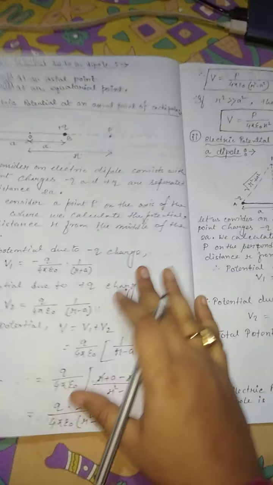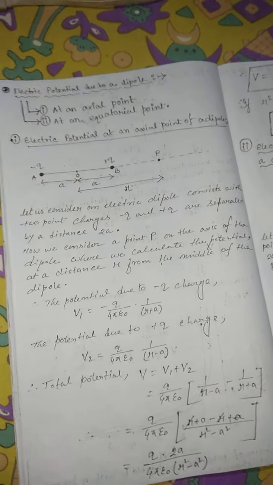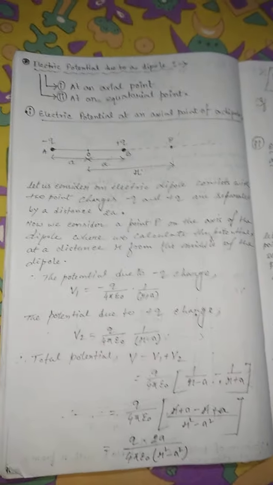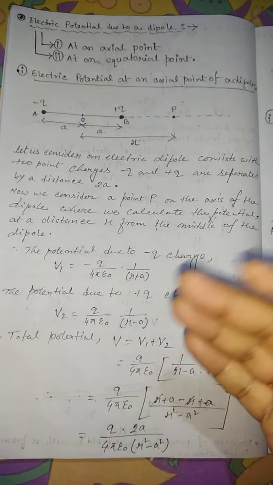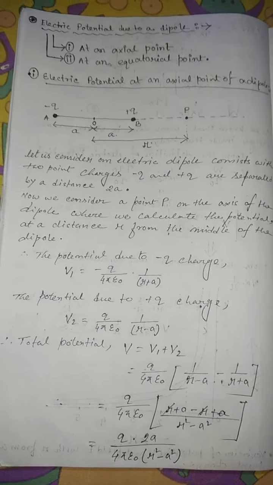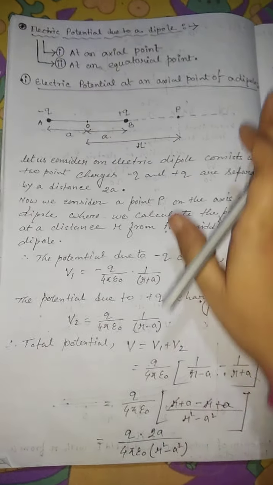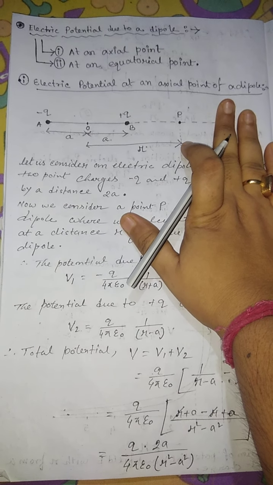Now we discuss the electric potential due to a dipole. You also know the concept of the dipole. In the first chapter we also derived some formulas, and here also we derive the electric potential at an axial point and at an equatorial point. So first of all, we find the electric potential at an axial point of a dipole.